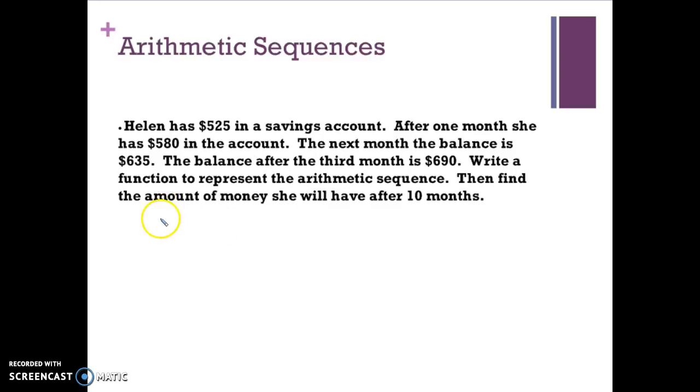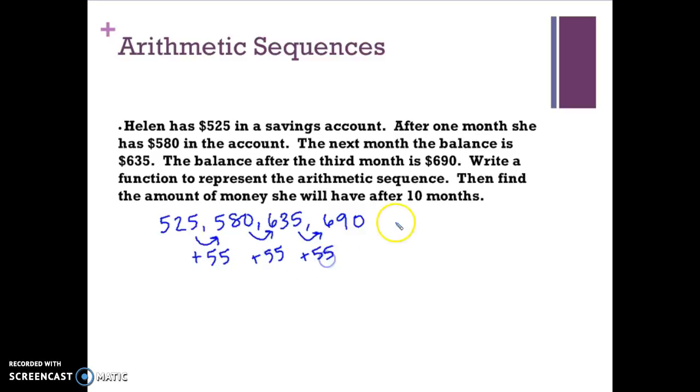So I'm going to look at my terms. So I've got 525, 580, 635, and 690. So from the first to the second month, we add 55. And then to the next month, we add 55. And then to the next month, 55. So I've got a common difference of $55 a month.